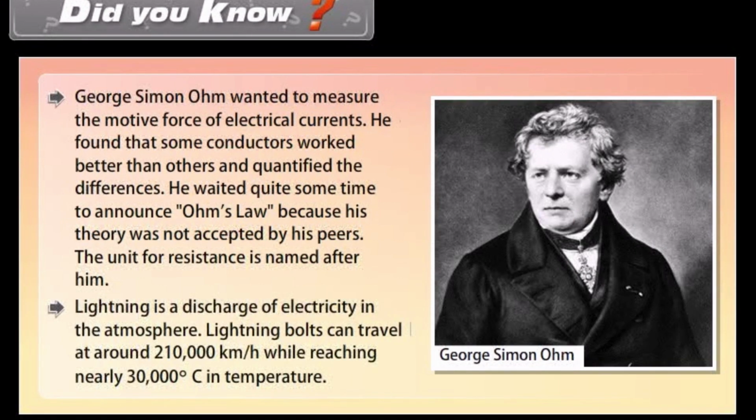Lightning is a discharge of electricity in the atmosphere. Lightning bolts can travel at around 210,000 kilometers per hour while reaching nearly 30,000 degrees Celsius in temperature.